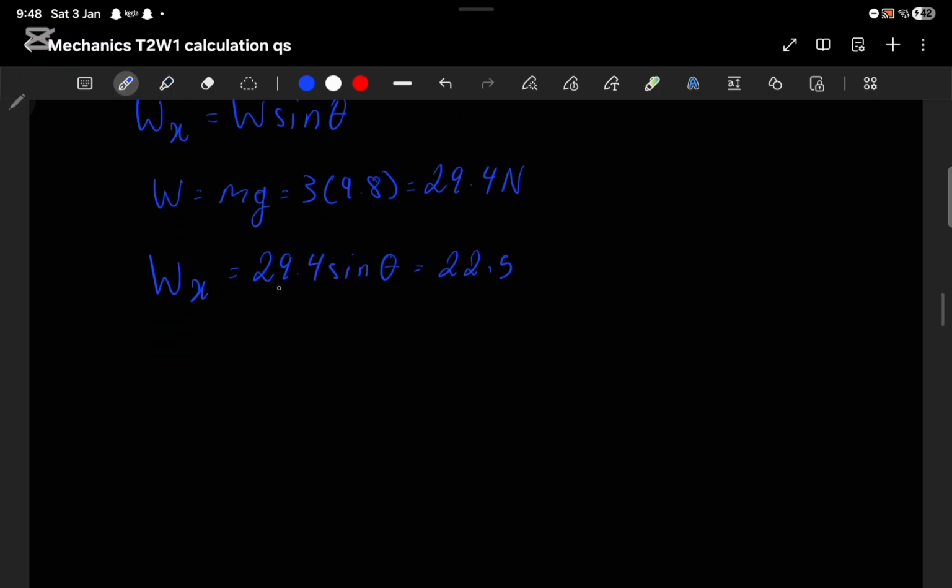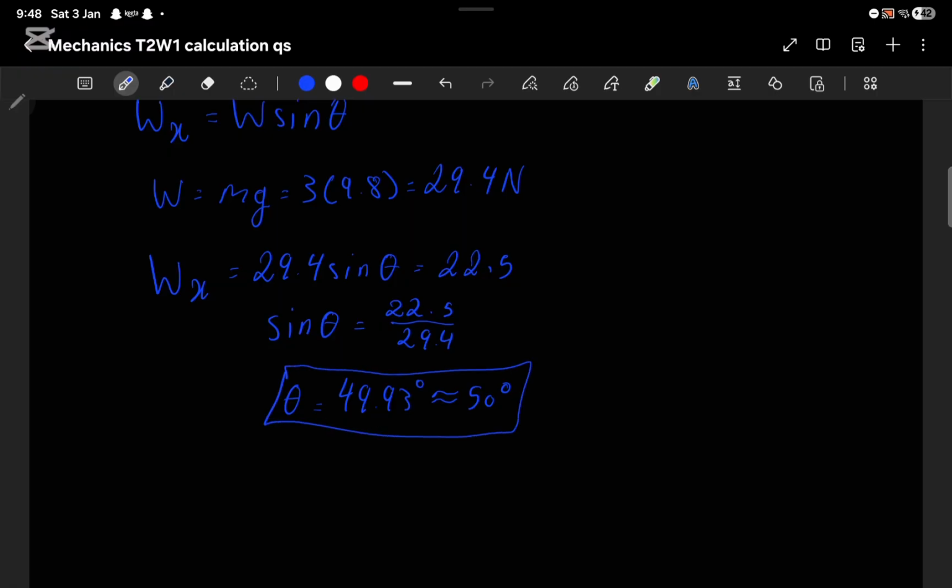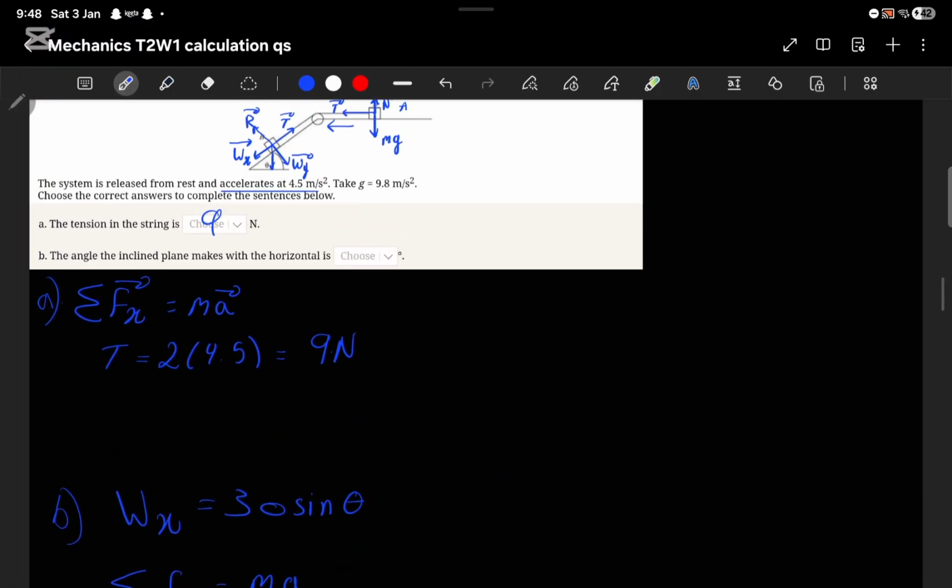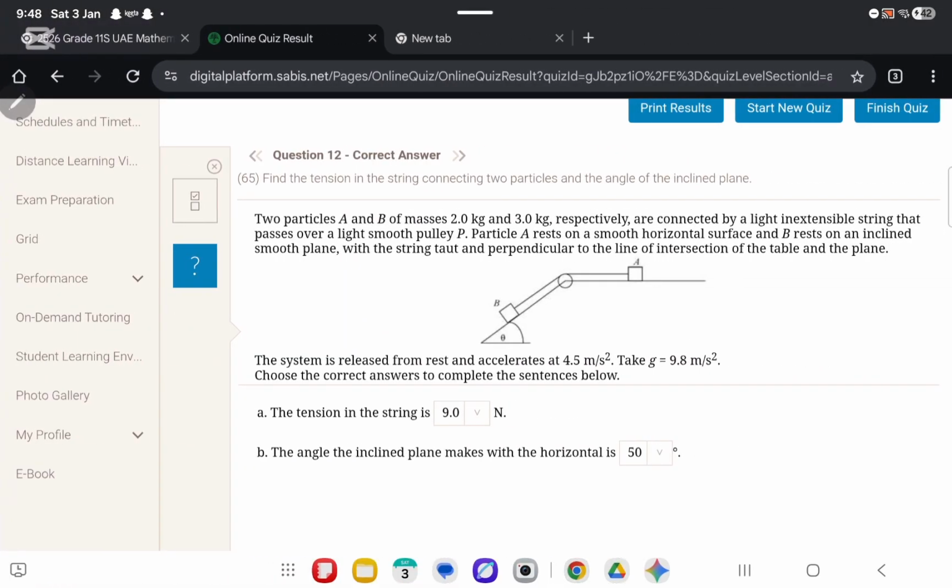So sine theta is equal to 22.5 over 29.4. So theta is going to be arc sine, or the inverse sine, of this. Just do it on your calculator straight away. You don't need to show your working. Sine inverse of 22.5 over 29.4 is 49.93 degrees. I'm assuming they will round it to 50 degrees because it's only logical for them to do that. So this is our answer. Okay, so our answers are 9 and 50 degrees. Let's confirm. 9 and 50 degrees. Perfect.